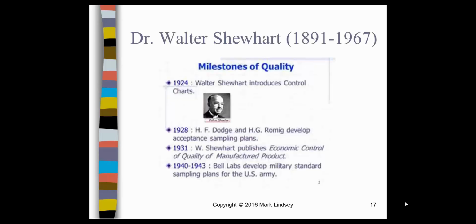Some milestones: 1924, introduced control charts. And then along with Dodge and Romig, developed acceptance sampling plans. And he published the Economic Control of Quality of Manufactured Product. And then 1940 to 43, Bell Labs developed most standard sampling plans for the U.S. Army, which was covered earlier on in some of the recommended books that you can download off the internet.